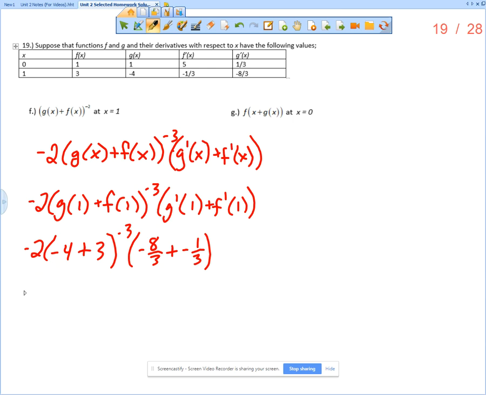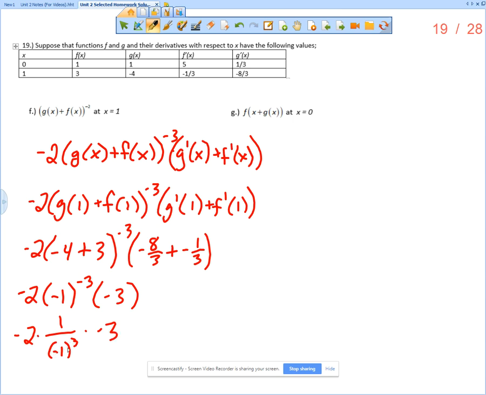All right, so now finish the calculation. Negative 2, negative 4 plus 3 is negative 1, to the negative third, times negative 8 thirds plus negative 1 third, so that'd be negative 9 thirds. Negative 9 thirds is negative 3. All right, so now negative 2 times negative 1 to the negative third. Remember, negative 1 to the negative third means 1 over negative 1 cubed, times the negative 2 and then times the negative 3.